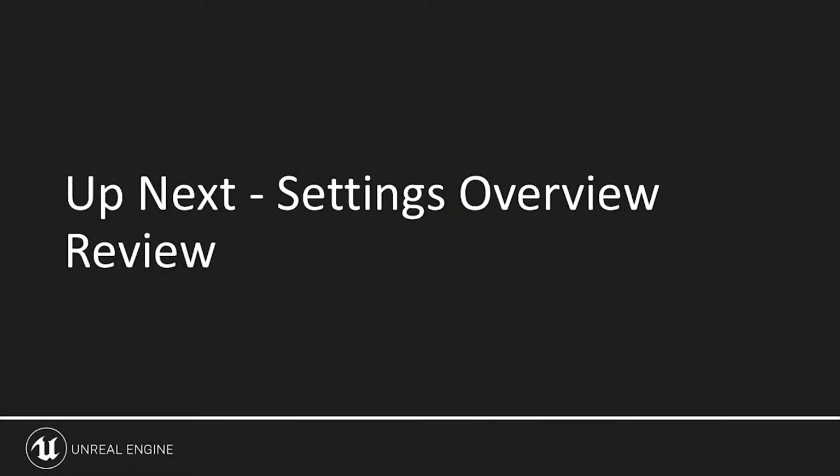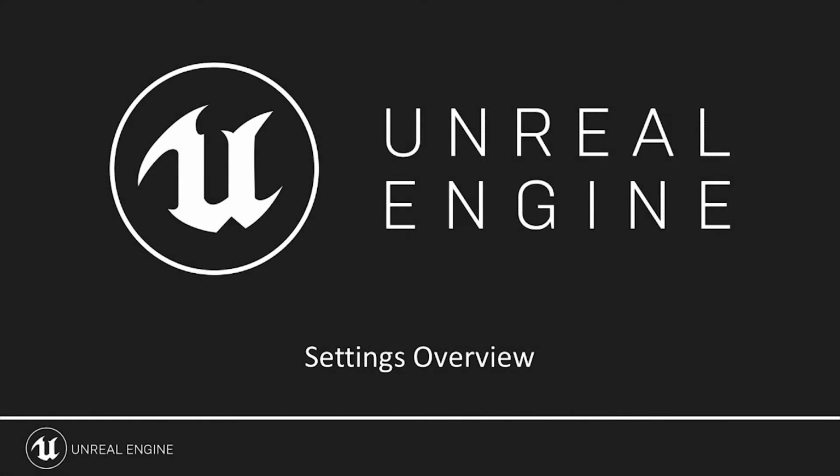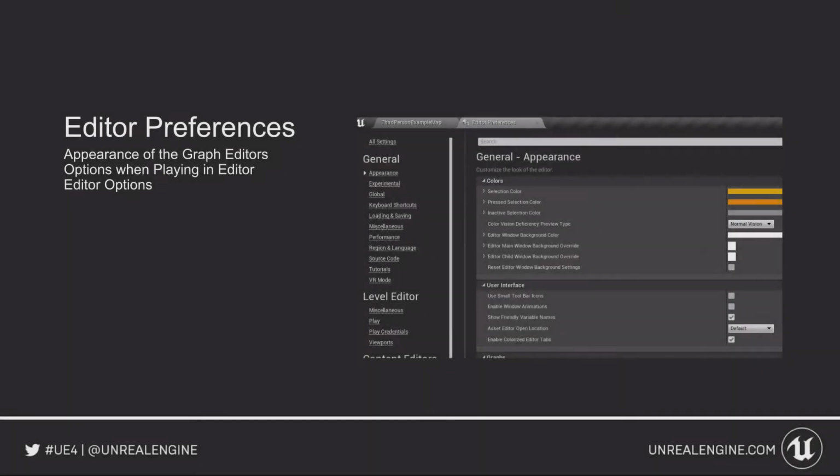Up next, we're going to go ahead and review all the things that we've covered. And with that, we're going to wrap up the settings overview series. So we started by looking at our editor preferences. These are the preferences specific to our editor. Things like, well, how do our graphs look? What options do we have when we are playtesting in the editor in standalone mode? As well as specific content editor options, like for our Blueprint or our Content Browser.